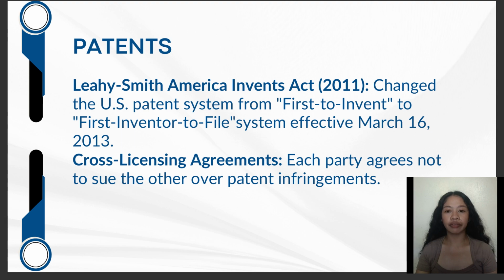The Leahy-Smith America Invents Act represents a major change in U.S. patent law. Under this law, which was passed in 2011, the U.S. patent system changed from a first-to-invent to a first-inventor-to-file system, effective March 16, 2013. That means if two people file a patent application on the same invention at approximately the same time, the first person to file with the United States Patent and Trademark Office will receive the patent, not necessarily the person who actually invented the item first.